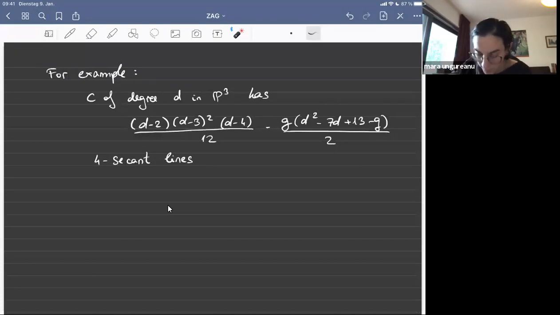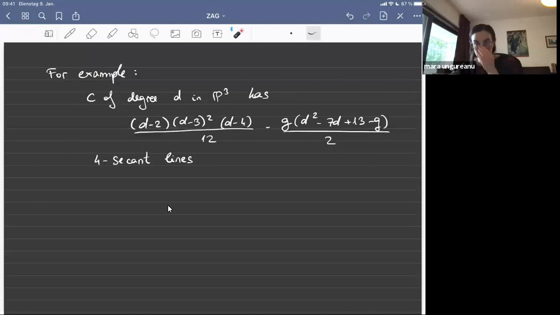For example, you can recover the formula that if C is of degree D and in P3, then it has so and so many 4-secant lines. And these polynomials in the degree and the genus that I've been mentioning all this time, these are what these universal polynomials are. So this is the nice thing about it.